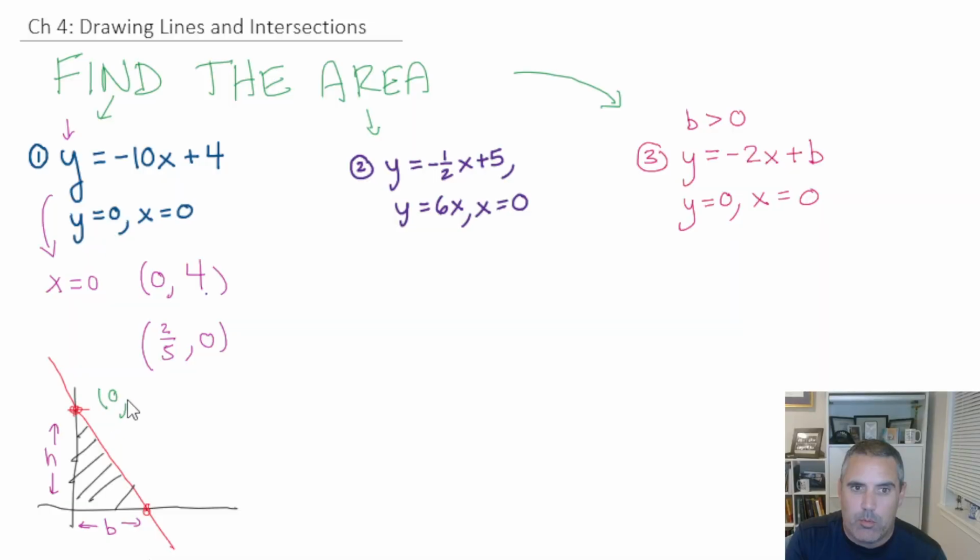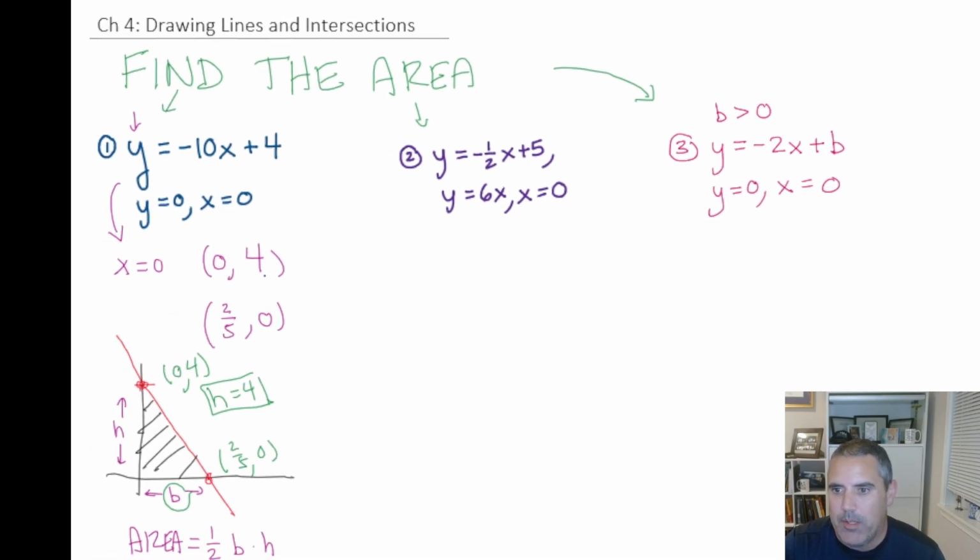If I'm telling you this point is 0, 4, that's telling you h is 4. If I'm telling you that this point is 2/5, 0, then that's telling you the base is 2/5. So we're done. We have that area. Let me zoom in a little bit because I think I wrote off the page.